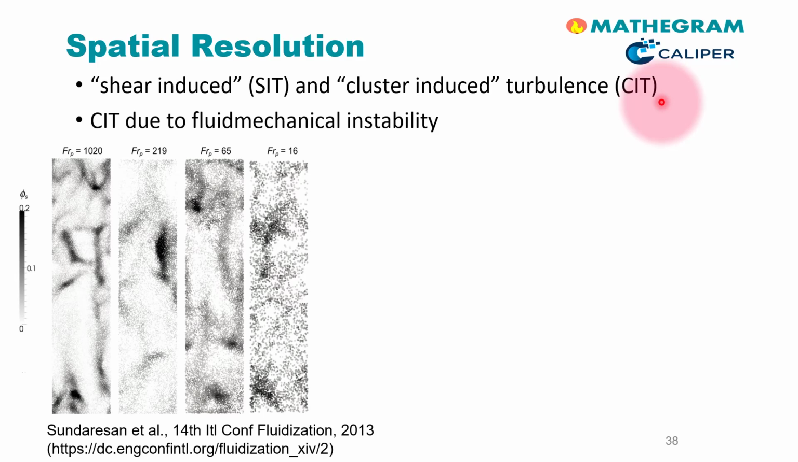The reason is that CIT is caused by a fluid mechanical instability inherent to sedimenting gas particle suspensions. The resulting clusters have a characteristic size that depends on the particle's terminal settling velocity and the particle Froude number. They can have a size in the range of 1 millimeter or less. This is again illustrated in the figure here at the bottom left that we have shown already before. More data on the size of the cluster length scale is available in the excellent work by Sundaresan and co-workers that is cited here.